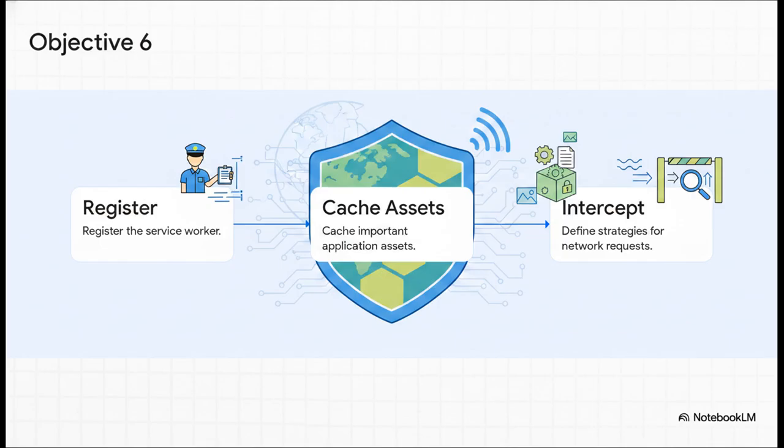And this brilliantly illustrates the active implementation phase. It's not just about knowing what a traffic cop does, it's about actually placing them at the intersection and handing them the rulebook. You're going to register the service worker, write the code to cache your most important application assets during the install phase, and define your strategies for intercepting those network requests. By getting this implementation right, you're literally transforming a fragile, internet-dependent page into a robust, offline-capable, progressive web application. It's a real game changer.